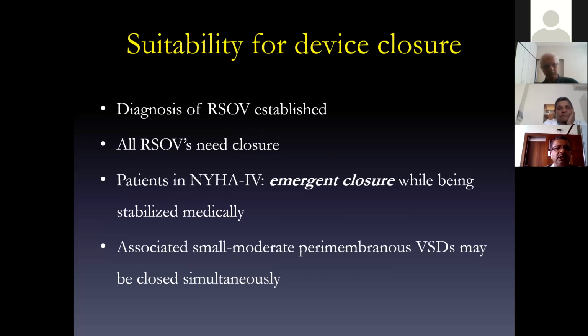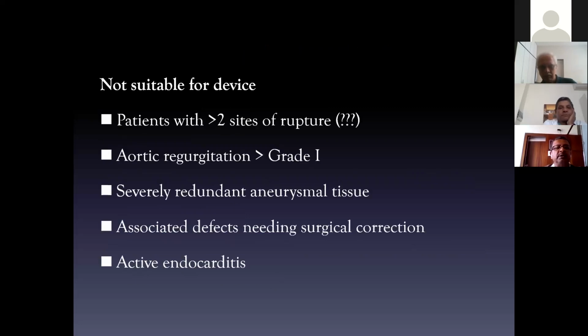NYHA class 4 symptoms, we have come across in this large cohort of patients. We have done even an emergency closure in about 4 to 5 cases. We have taken them like a primary angioplasty, where they do in adults, like emergency closure without waiting for too long. Associated small to moderate size perimembranous VSDs can be closed, but they are very few. Only we must have closed 1 or 2. Subpulmonic VSDs we have never attempted. If that is the case, then we have referred them for surgery.